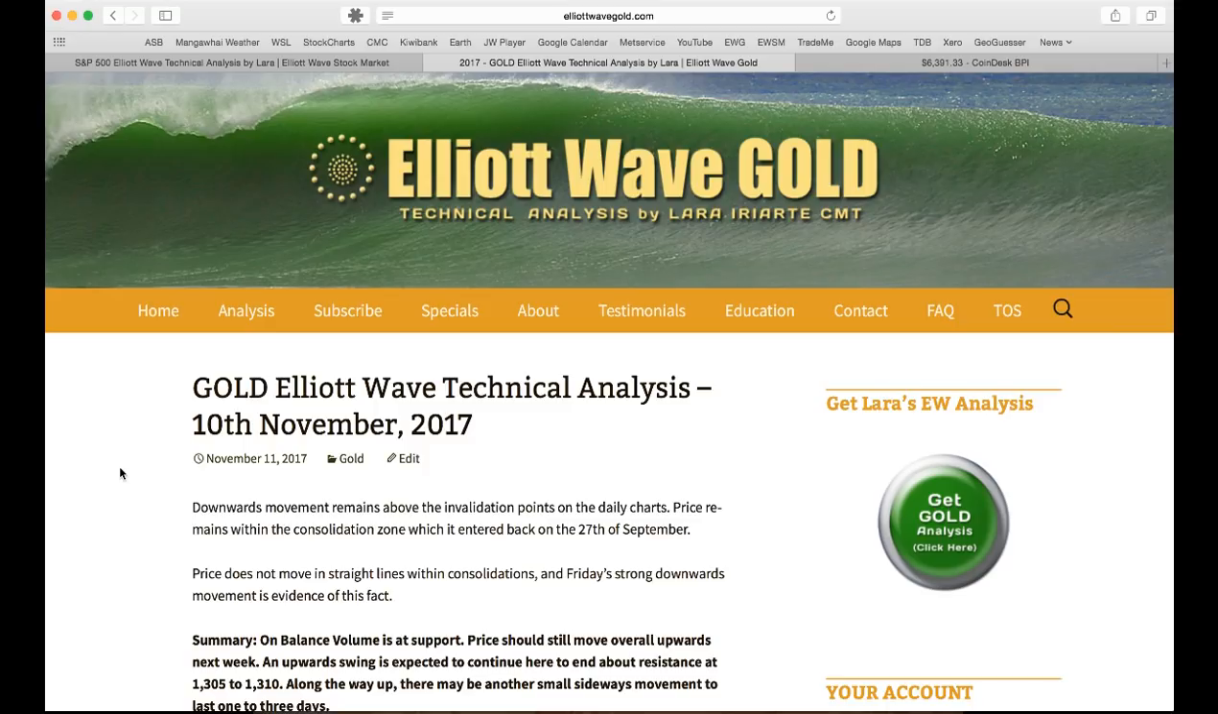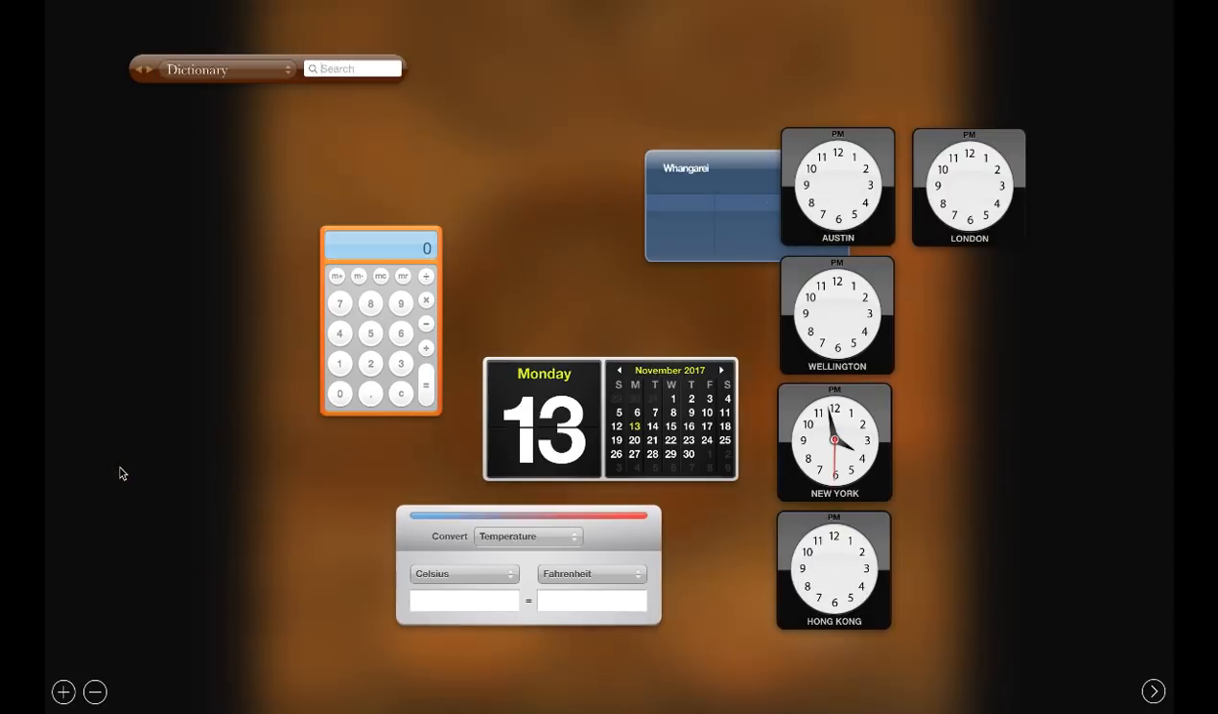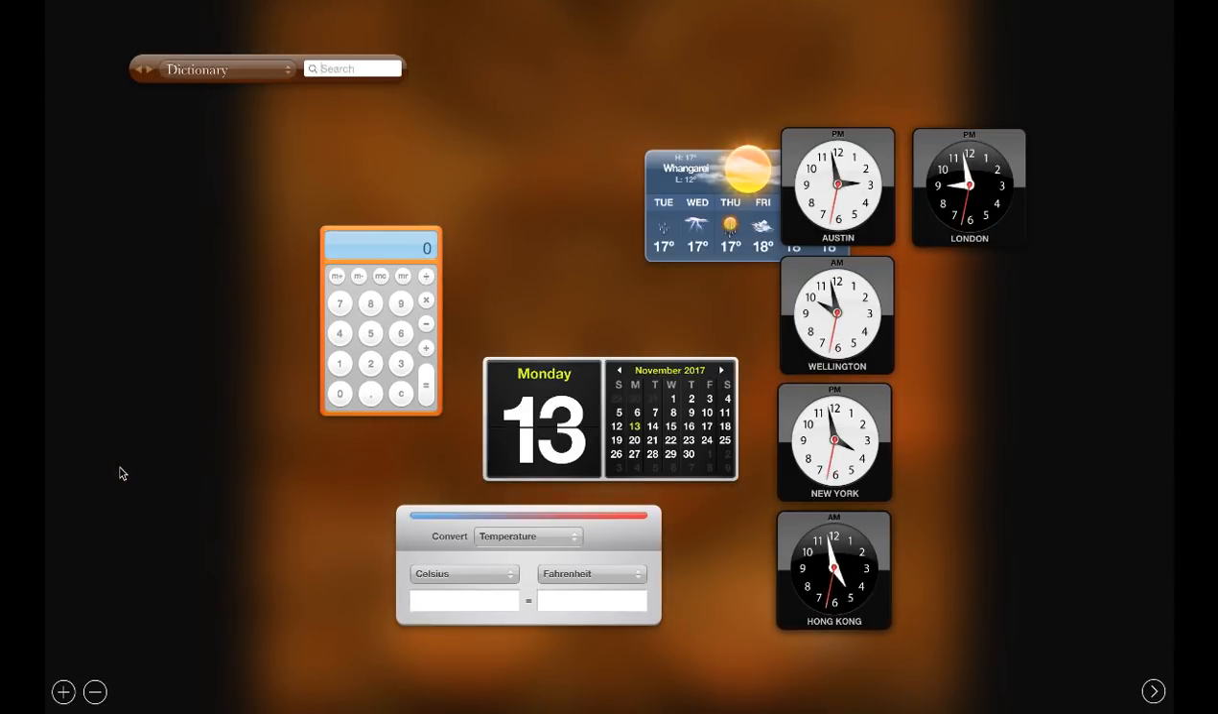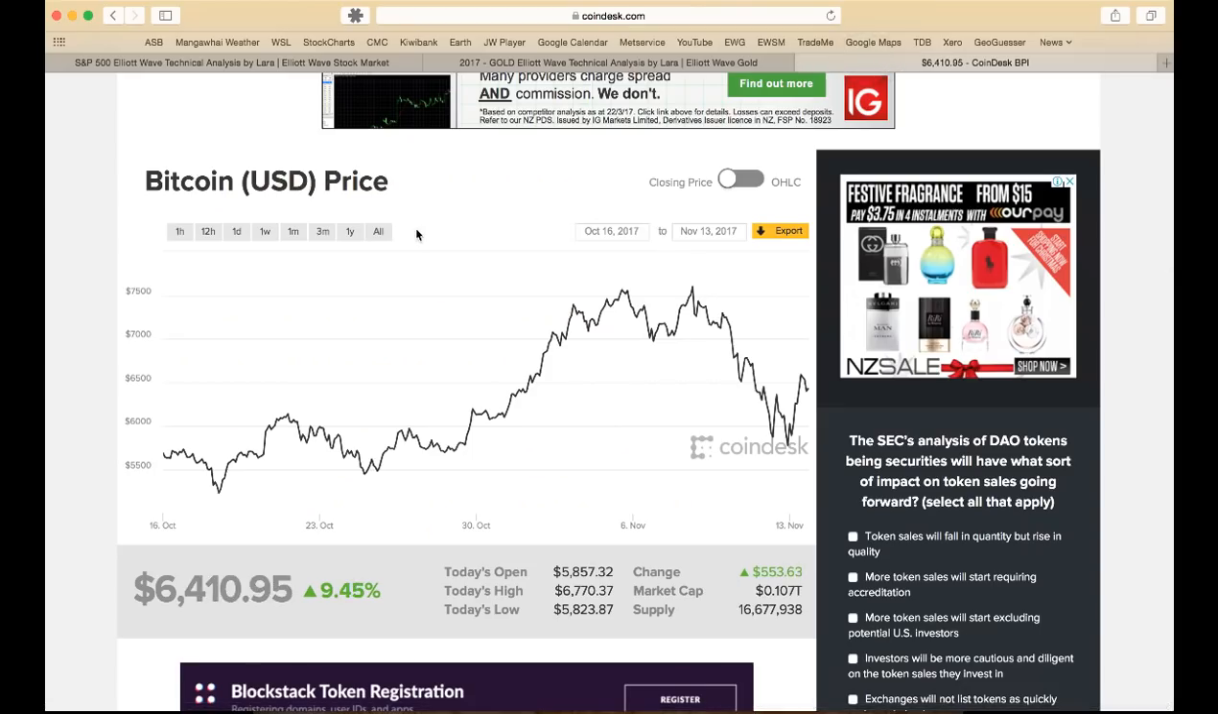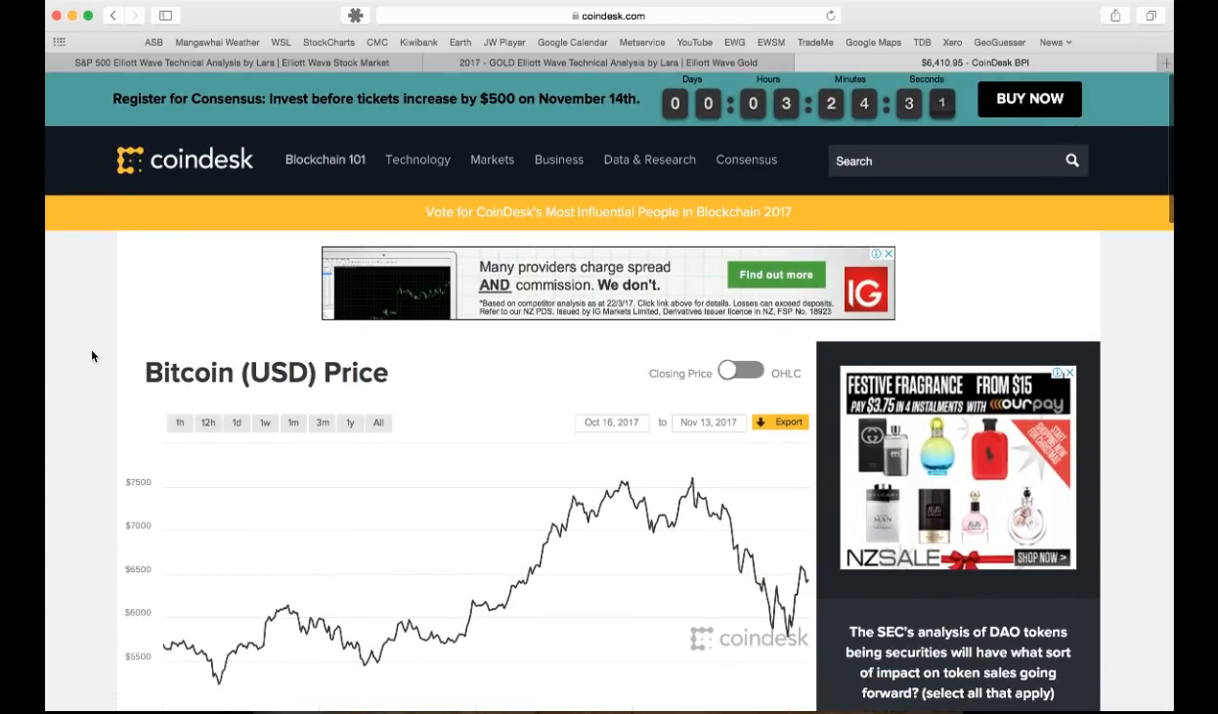I'm recording this video just prior to the New York close on Monday the 13th of November, and it's almost 4 p.m. Eastern Standard Time right now. There are some comments in Elliott Wave Gold about Bitcoin that there might be a bearish engulfing candlestick pattern, so I want to use this opportunity to show you how to update charts using CSV data.